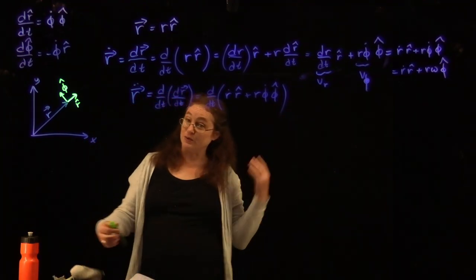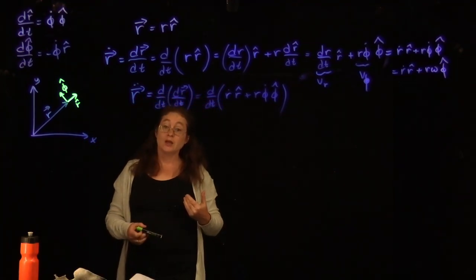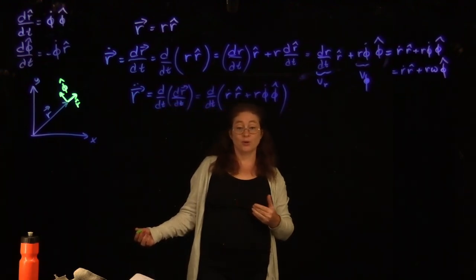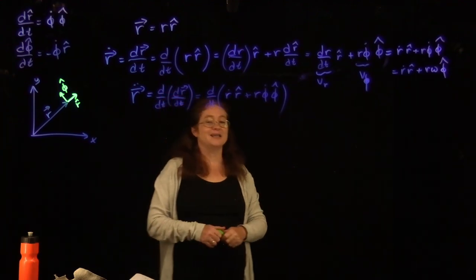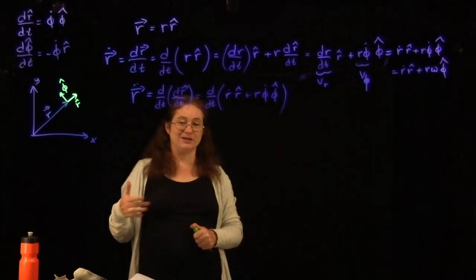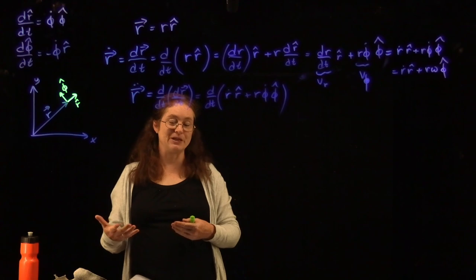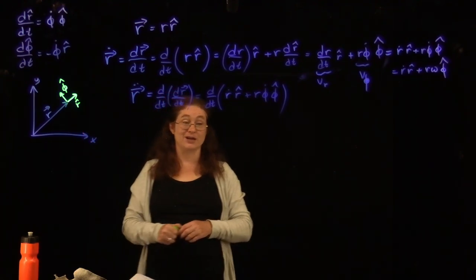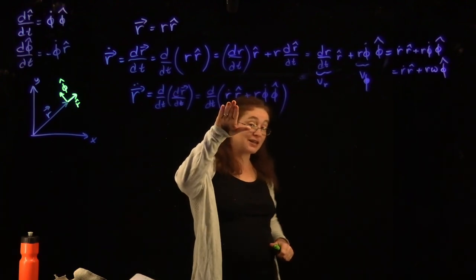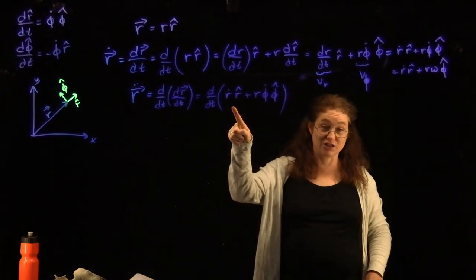What I want you to do is know that it's different. Know that when you're working in polar coordinates, you have to be careful about coordinate systems, because you don't take derivatives as simply anymore, because your unit vectors are not constant. This is an ugly expression. It's just another product rule.